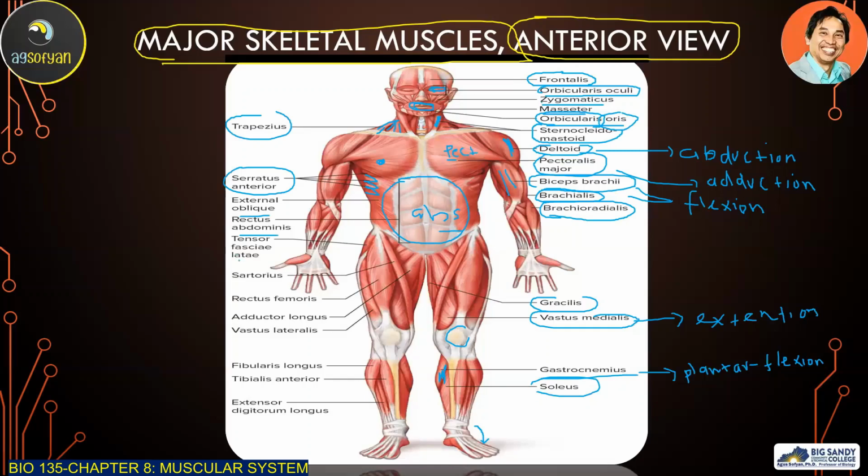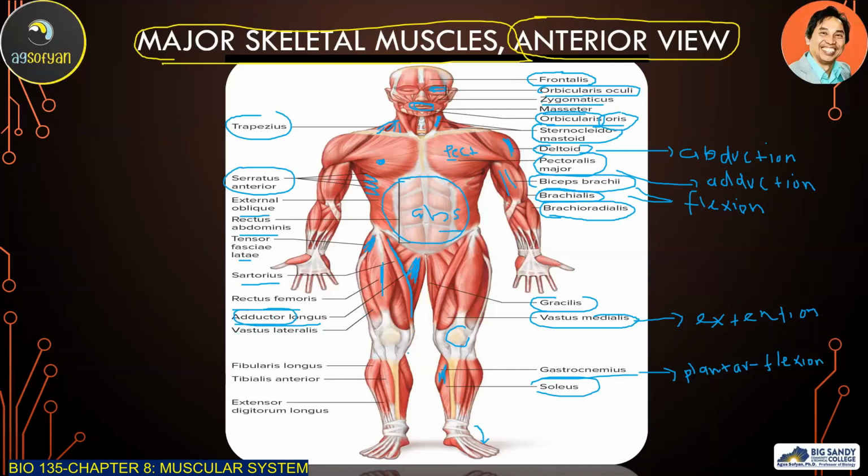Tensor fasciae latae. This is on the thigh and the leg. Sartorius. This is also leg muscles or thigh muscles. Rectus femoris. This is also part of the thigh muscle. Adductor longus is going to be on the middle side, in the groin area over here, and the name is telling you the function actually. So this is when we perform adduction in our thigh.